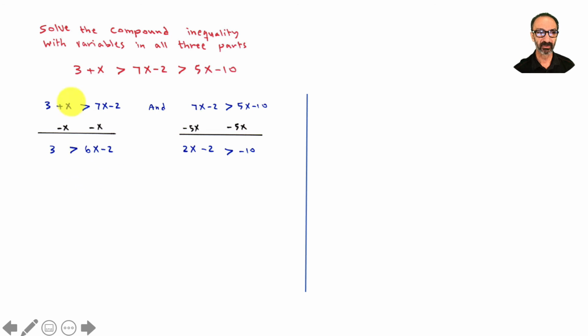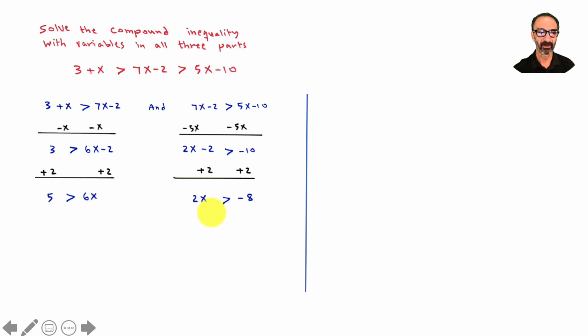Once you do that and simplify, this cancels. I have 3 and I have 6x minus 2. Here I have 2x minus 2. This cancels, and minus 10. Then the rest follows, which is solving for x. I'm going to add 2 to both sides. I'm going to add 2 to both sides.